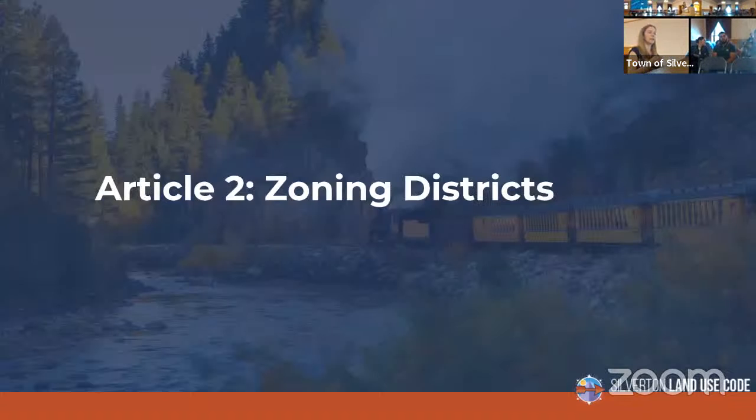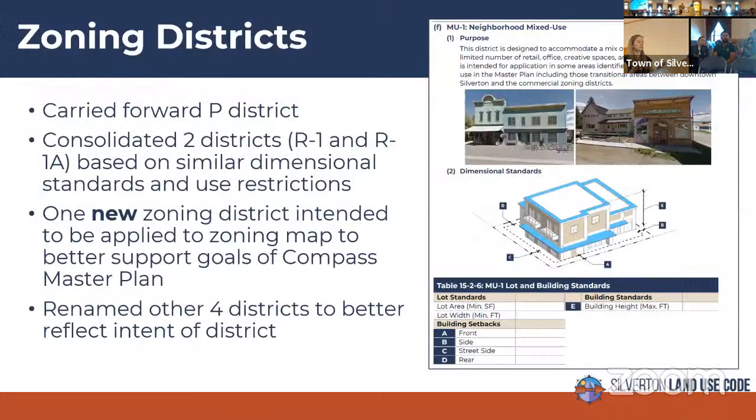Next slide. Next is the zoning districts. Next slide, please. So zoning districts are those defined geographic areas that each have a unique set of standards for how property can be used. And then it also adds limitations on things like lot size, the placement of buildings, density, as well as the height of structures.